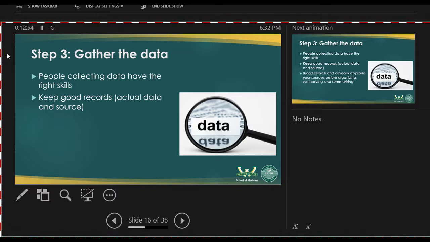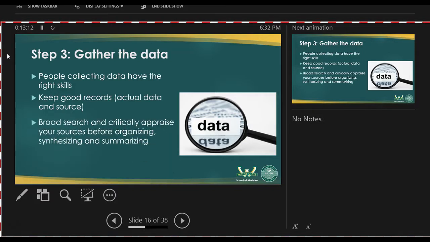The second thing is keep good records. The data and the source, you should have records of that. It's very important. Any data that you collect for a research study, the IRB can come and ask for it for 5 years. So you can't get rid of your data for 5 years. So it's always useful to keep it in an EMR rather than paper form.